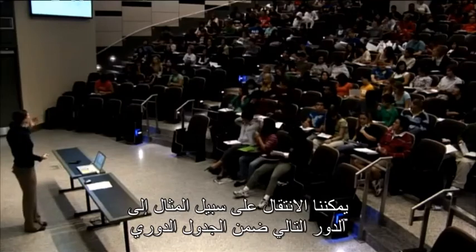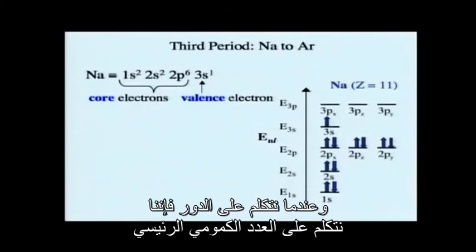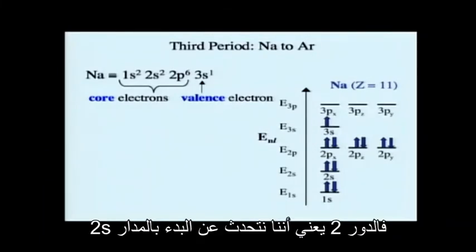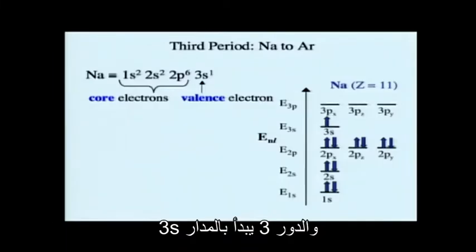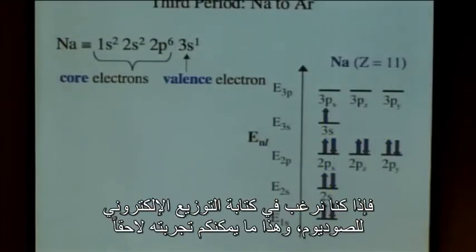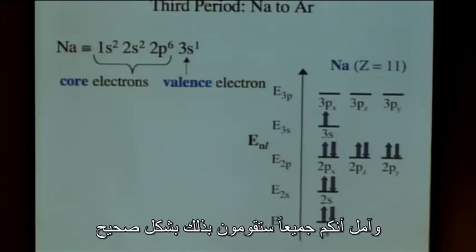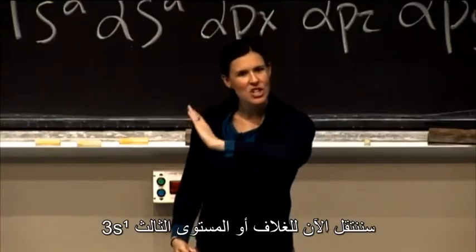So for example, we can move to the next periods in the periodic table. When we talk about a period, we're just talking about that principal quantum number. So period 2 means that we're starting with the 2s orbitals. Period 3 starts with filling into the 3s orbitals. The third period starts with sodium and goes all the way up to argon. If we write the electron configuration for sodium, which you can try later, you see that it is 1s2, 2s2, 2p6, and now we're going into that third shell, 3s1.